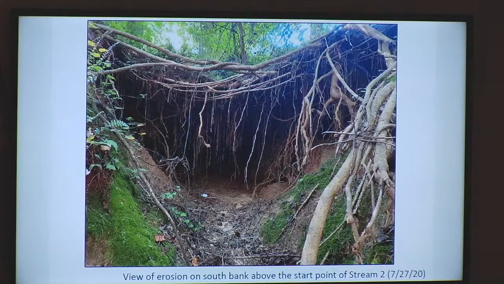The stream channel starts somewhat lower than where that stormwater is discharging, as you saw on the map that showed the permit application. It starts a little lower down the valley. This is a source of sedimentation to the stream channel, which is a water quality issue.